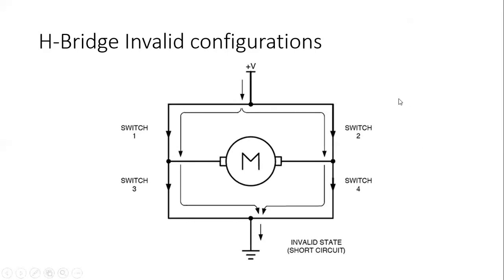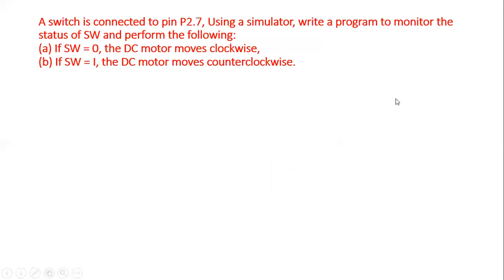Okay, let's see how to write a simple program to use an H bridge for rotating the motor in clockwise direction and anti-clockwise direction. So remember that there is a switch connected to the pin P2.7. Based on the condition of the switch, the motor is going to be rotated in clockwise or anti-clockwise direction. If the switch is off, the motor will rotate in clockwise direction. If it is on, the motor will rotate in anti-clockwise direction.